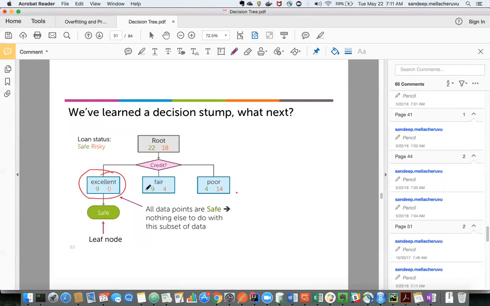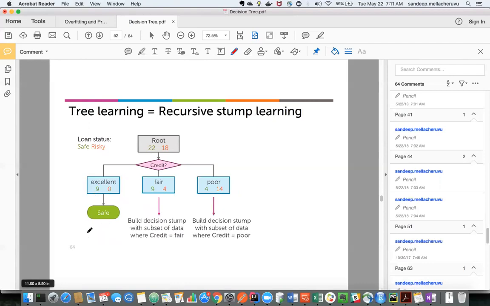What more to split? And even if we split, what is the advantage you are getting after getting a pure node? So we don't continue from the pure node. We'll stop it because it is very easy for us to understand that all are safe loans. There is no risky loan. So there is nothing to do with this kind of node when a pure node is present.